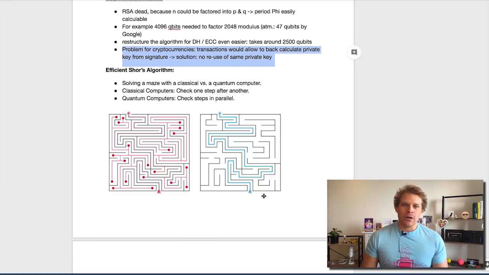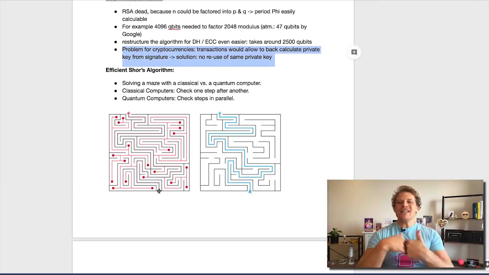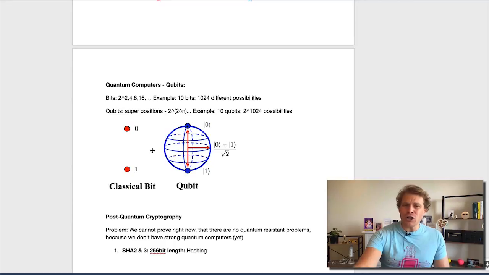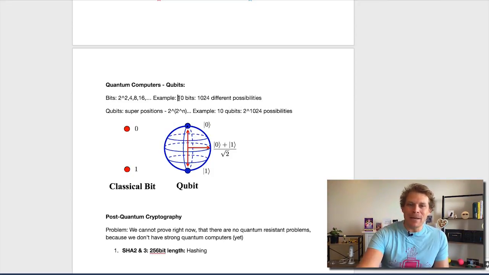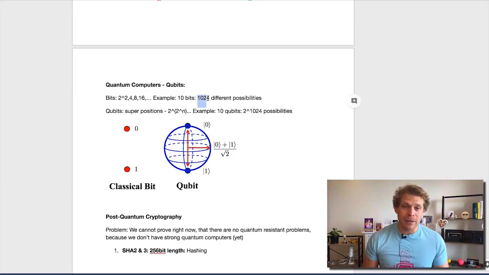A quantum computer with qubits can do all those steps in parallel. So it can go in and spread at the same time. So you have an exponential growth versus a linear growth on these classical computers. How this works is with qubits. And qubits do not only exist in a state of 0 and 1, so they are not binary, they are actually in superpositions. And this, from a mathematical perspective, is very, very interesting. If we have, in this case, let's say 10 bits on a classical computer, this allows us to store 2 to the power of 10, so 1,024 different possibilities.